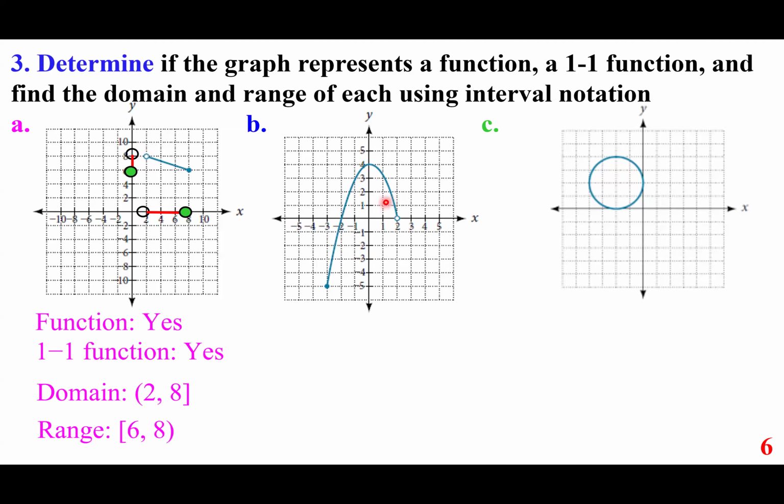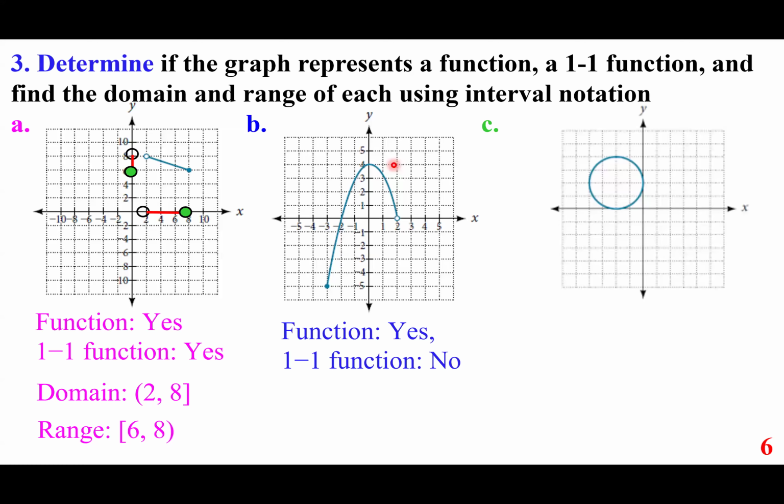Is this a function? Yes, you can't come up with any vertical line that crosses more than once, but you can come up with a horizontal line easily. You look at this one. These two have the same y coordinate when they cross this horizontal line. So is it a function? Yes. Is it a one-to-one function? No.